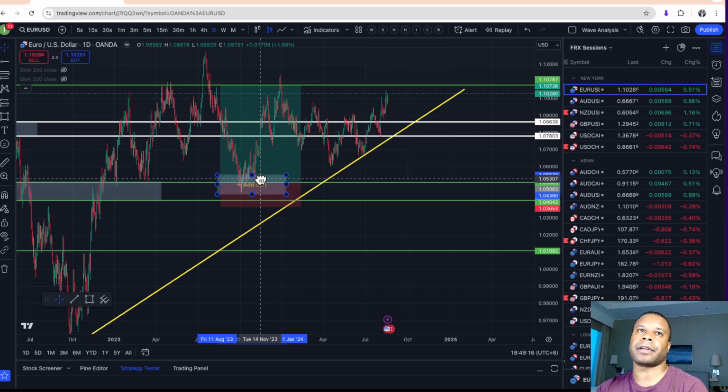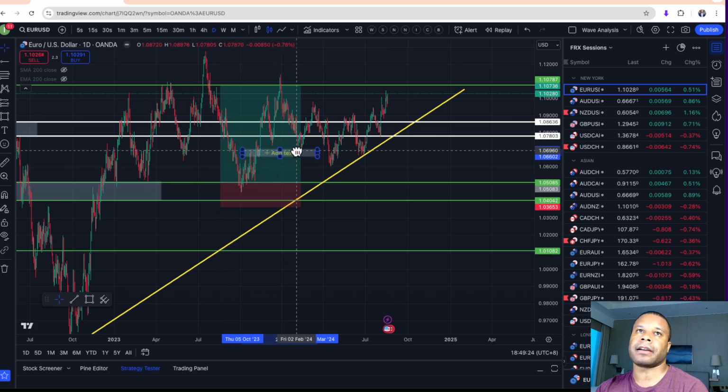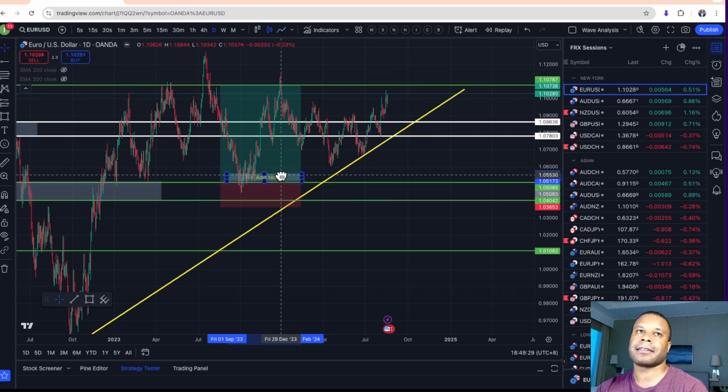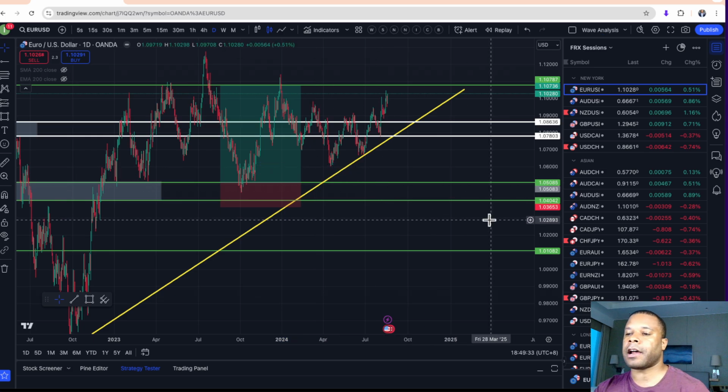Now, I'm not saying you're going to be able to get the lowest all the time. You know, we might have needed to get in here, let's say. However, it's way better than getting in here in the middle of the zone. You want to get in as soon as the exits are in the zone. Okay? So I hope that helped, guys.